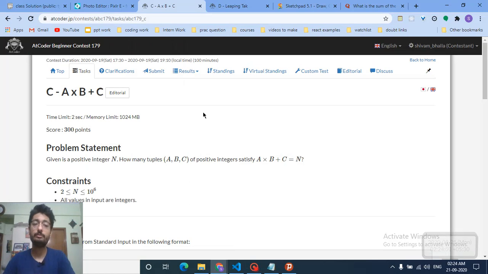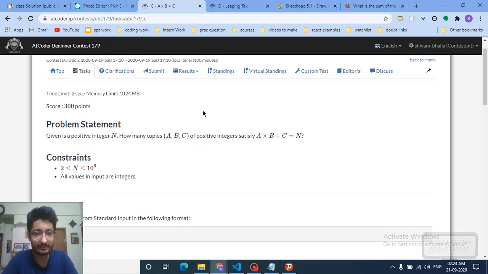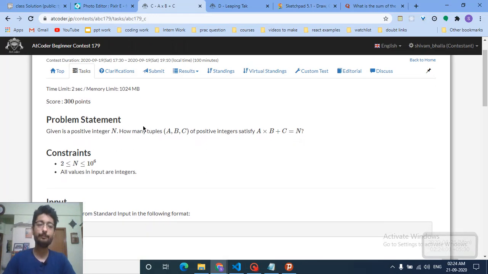So let's start with problem C. The problem C statement states that you are given some positive integer n, and you have to count how many tuples (A, B, C) of positive integers satisfy the following condition. What this question means is you have to find the possible tuples in which A into B plus C is equal to n.